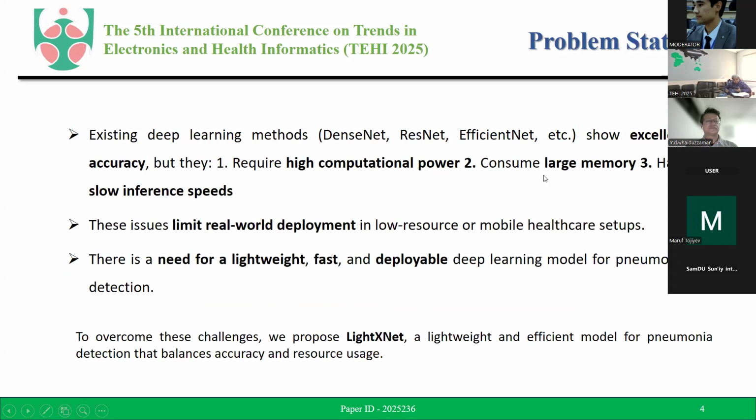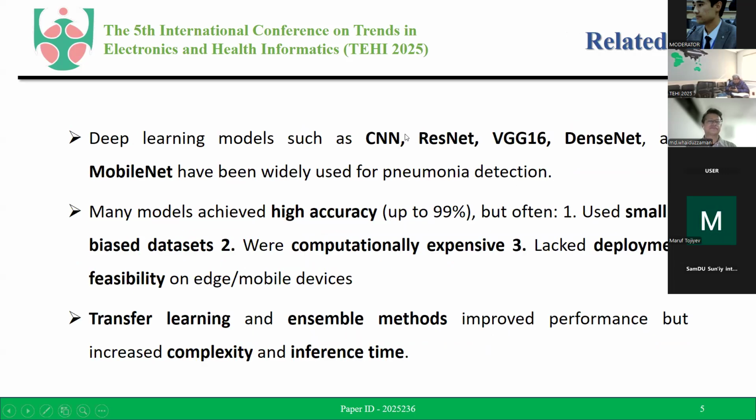Here's the problem statement. Existing deep learning methods, DenseNet, ResNet, EfficientNet, show excellent accuracy, but they require high computational power, consume large memory, and have slow inference speed. This limits real world deployment in low resource or mobile healthcare setups. There is a need for a lightweight, fast and deployable deep learning model for pneumonia detection. To overcome these challenges, we propose LightXNet, a lightweight and efficient model for pneumonia detection that balances accuracy and resource usage.